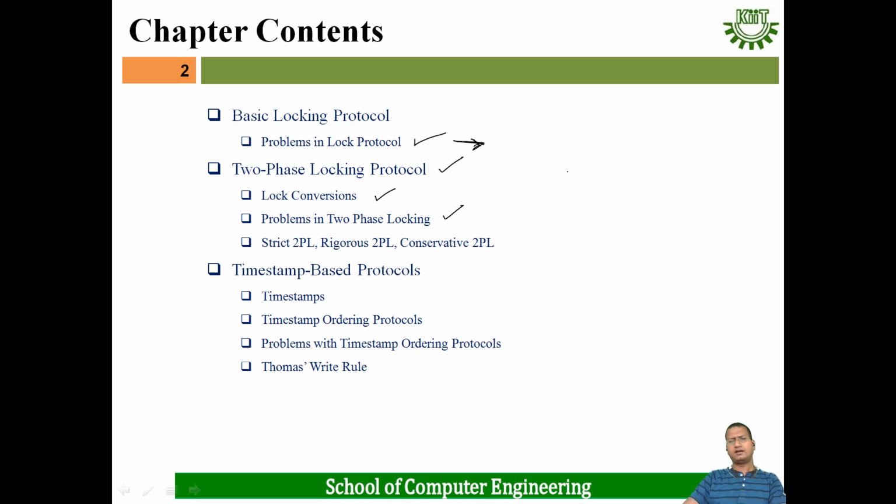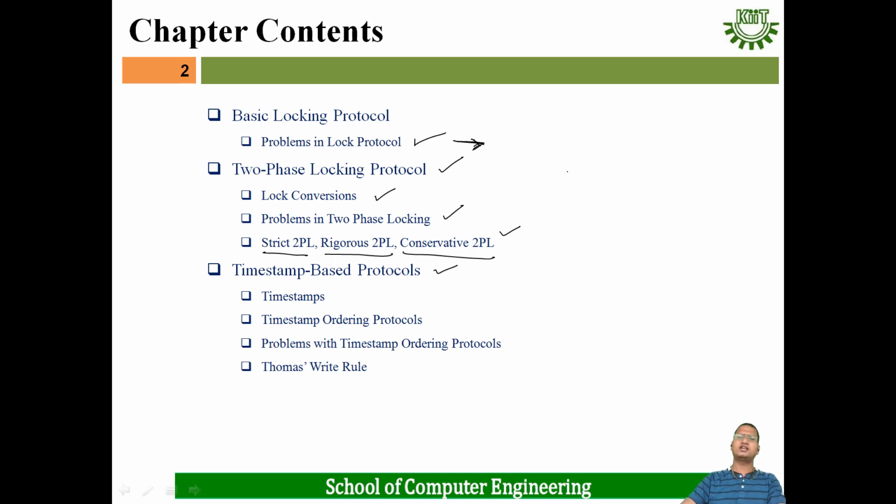Then, to avoid the problems of the two-phase locking protocol, various other protocols came. Strict 2PL came, rigorous two-phase locking protocol came, and conservative two-phase locking protocol came. All those things we will see in this chapter. Then after that we will see the timestamp based protocol.